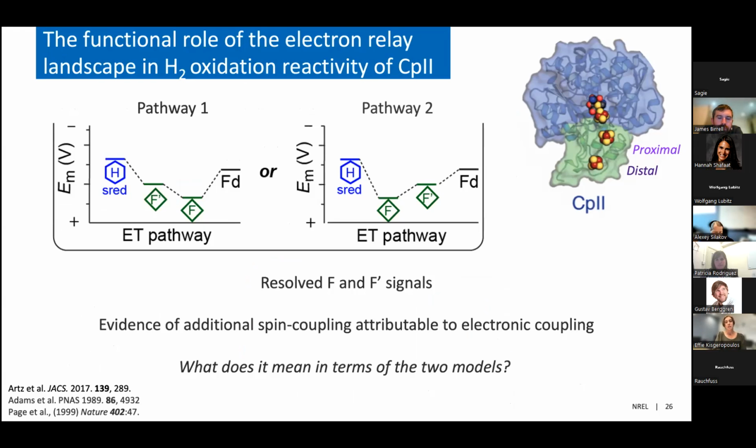Well, like I said in the beginning, I'm not really showing anything that is refuting one of these models or the other, but what I am hoping to do is show that this evidence for this kind of strong electronic coupling that we see in CP2 provides a way to think about how the electron transfer relays might be functioning in the role of the directionality of the reactivity that we see in CP2.